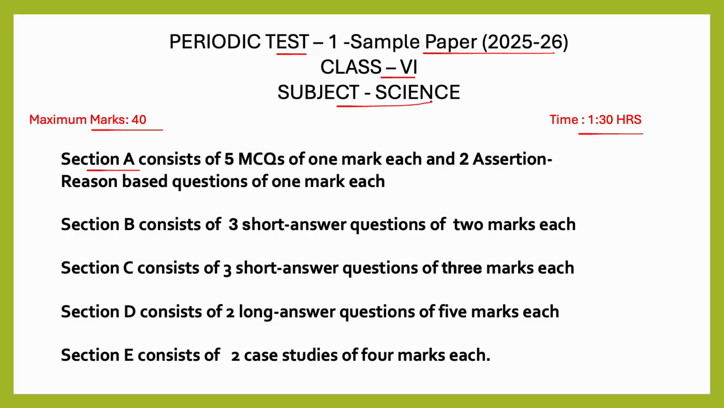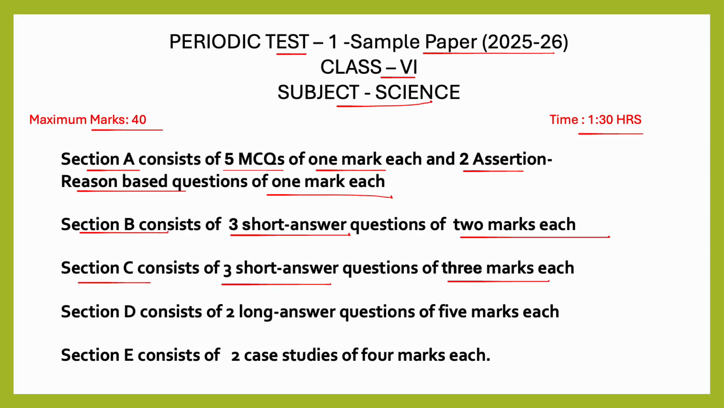Section A consists of 5 MCQs of 1 mark each and 2 assertion reason based questions of 1 mark each. Section B consists of 3 short answer questions of 2 marks each. Section C consists of 3 short answer questions of 3 marks each. Section D consists of 2 long answer questions of 5 marks each. Section E consists of 2 case studies of 4 marks each.